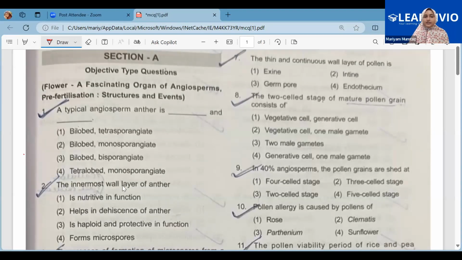The typical angiosperm anther, right? We talked about how the different parts of a flower are there for the reproduction process. And we are talking about the anther, which is the male reproductive structure of the flower, isn't it? So, do you remember anything?